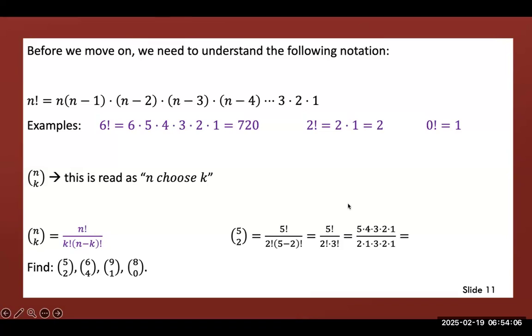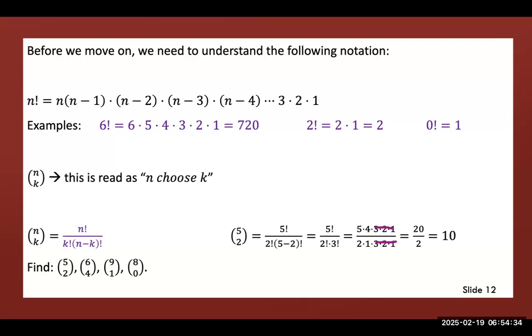Now, 5 factorial is 5 times 4 times 3 times 2 times 1. 2 factorial is 2 times 1. And 3 factorial is 3 times 2 times 1. So I'm just writing out all of the numbers. Then I'm canceling what we have in common. If you have something in the top and the bottom, you can cancel them out. And we get 20 over 2, which is equal to 10. So 5 choose 2 is equal to 10.